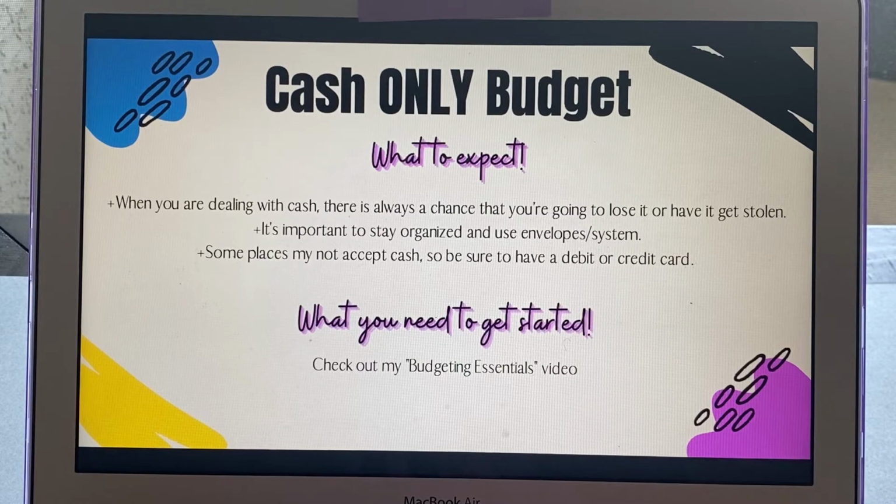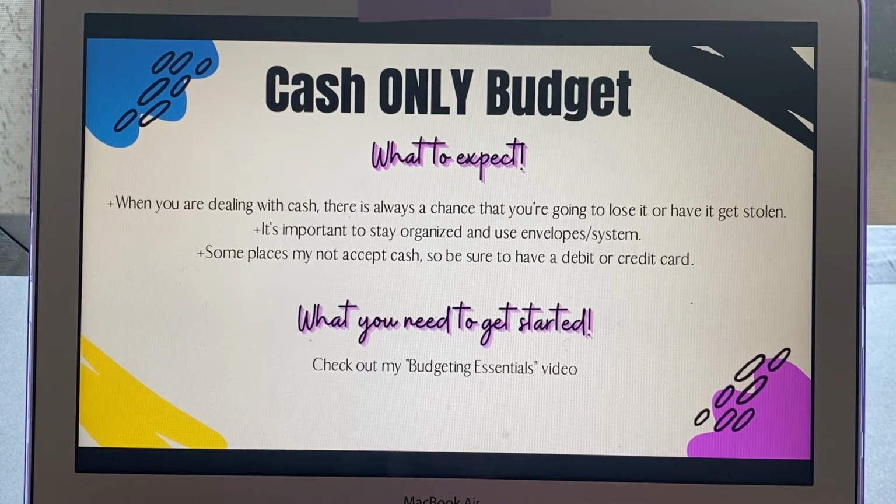Now, what to expect if you do decide to start budgeting with this method? When you are dealing with cash, there's always a chance of things getting stolen or lost. So make sure you're very careful, because it would be really bad to lose all that money or get it taken, and then you're kind of caught in a pickle on how to basically live if you don't have your cash anymore. So just be mindful of that.